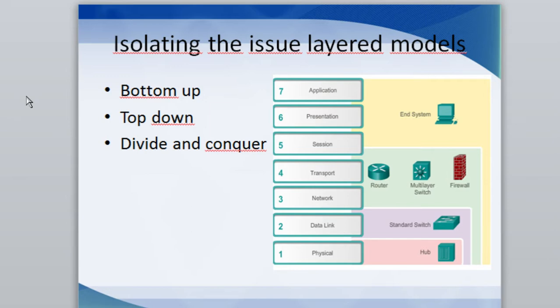And we also have the divide and conquer model. What does the divide and conquer model mean? It means that we don't start at the top or at the bottom, but someplace in between, like the data link layer. We start troubleshooting at the data link layer, and if there's nothing wrong at the data link layer, then we can know for sure there is nothing wrong at the physical layer.